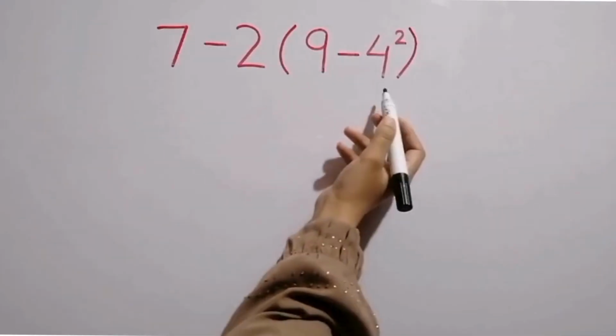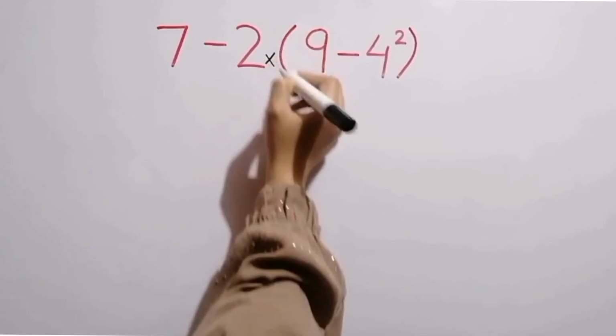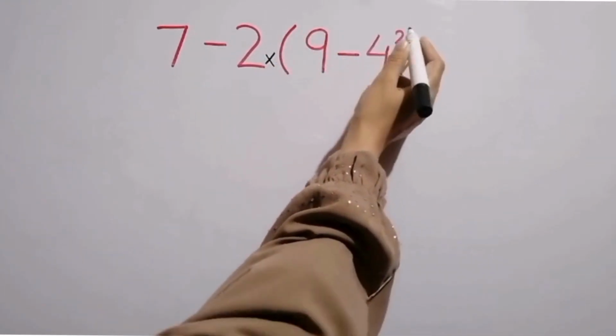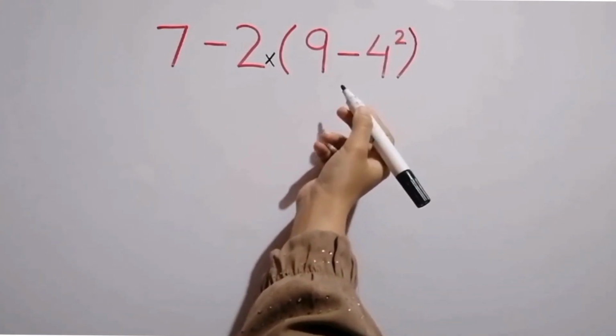What is the answer of this question? 7 minus 2 then times open parentheses 9 minus 4 to the power of 2 close parentheses. Let's go through this question step by step and solve it together.